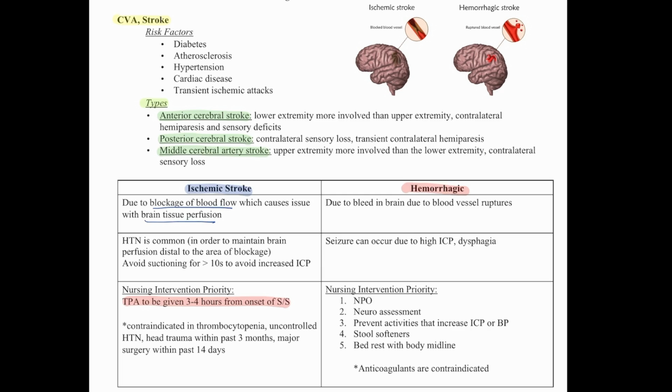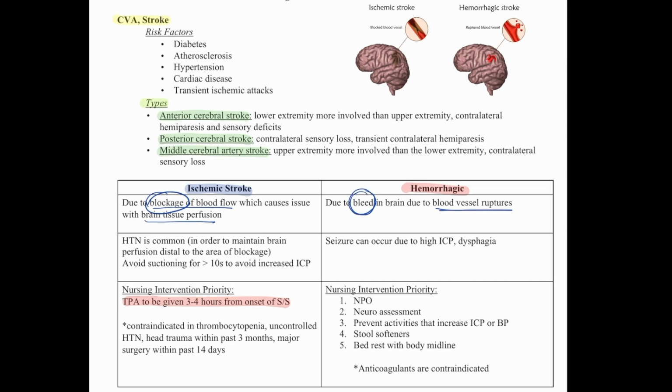So the big thing, again, ischemic stroke is that blockage. So there's some type of clot, something that is blocking the blood flow from reaching the brain. Now, a hemorrhagic stroke is going to be due to a bleed. So you're bleeding in the brain due to blood vessel ruptures. Seizures can occur due to high intracranial pressure and dysphagia.